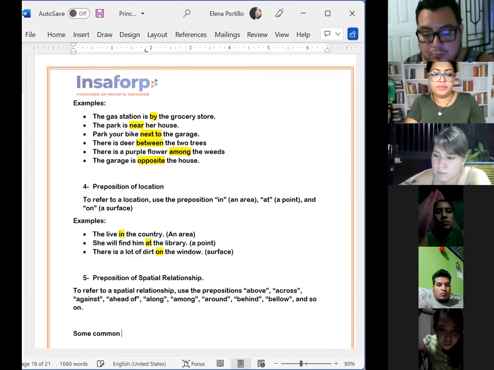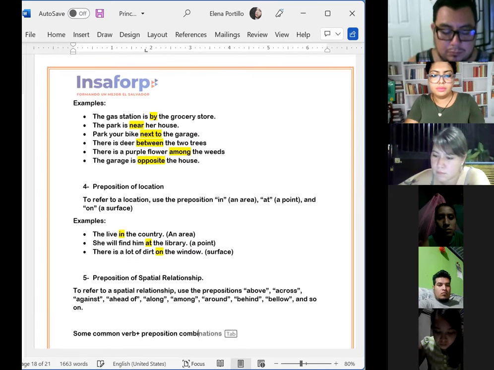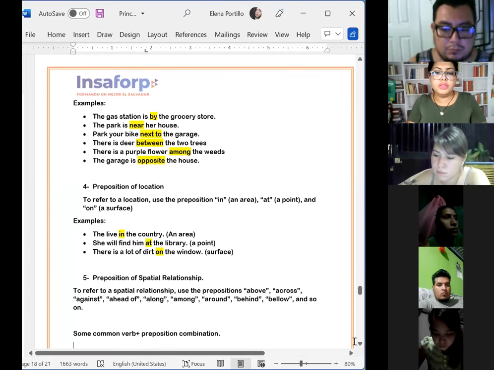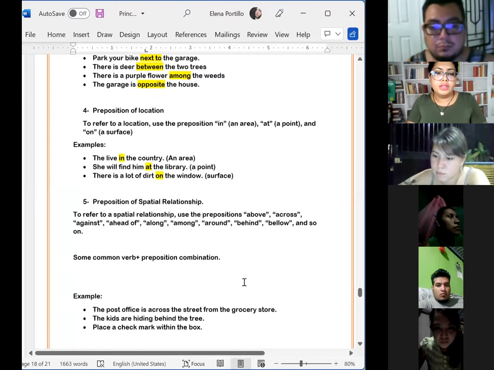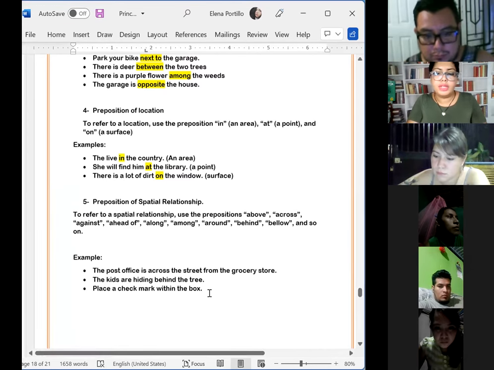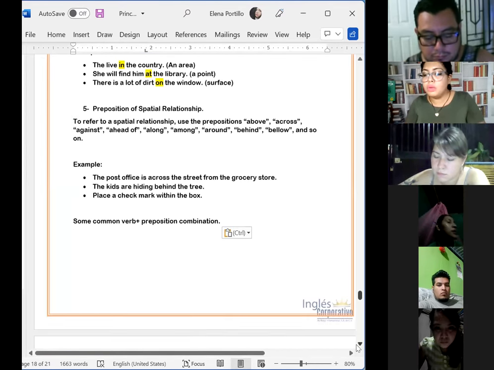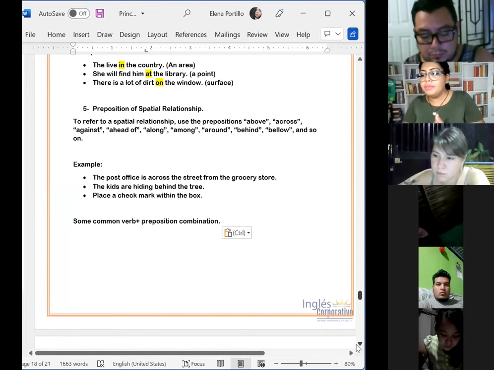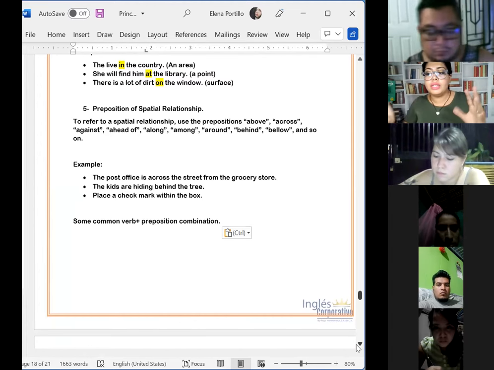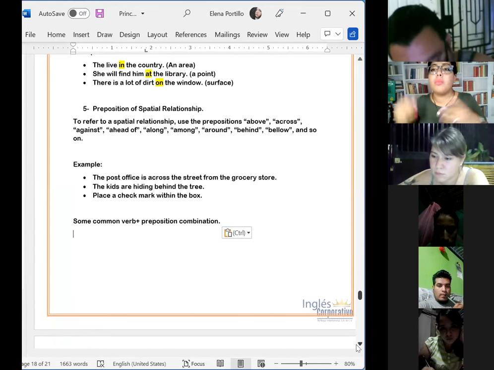Some common verb plus preposition combinations. So we are going to write some, let's change this because we have the examples here and it's very weird. So vamos a escribir algunos prepositions que pueden ser usados con algunos de estos verbos, ¿verdad? Las combinaciones que podemos usar y cómo los podemos acoplar juntos.